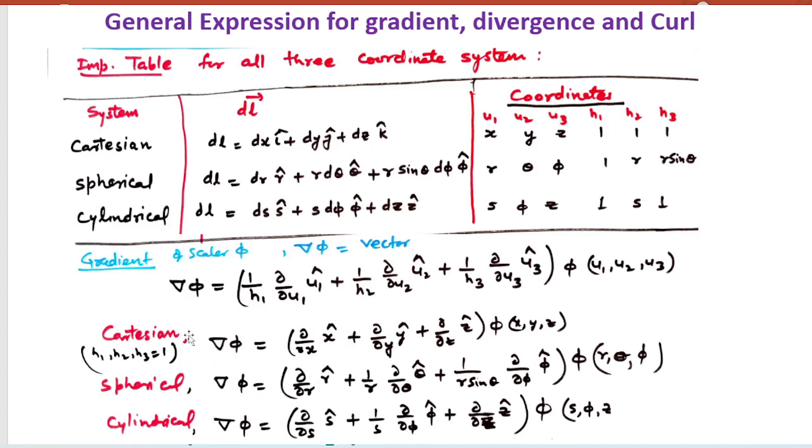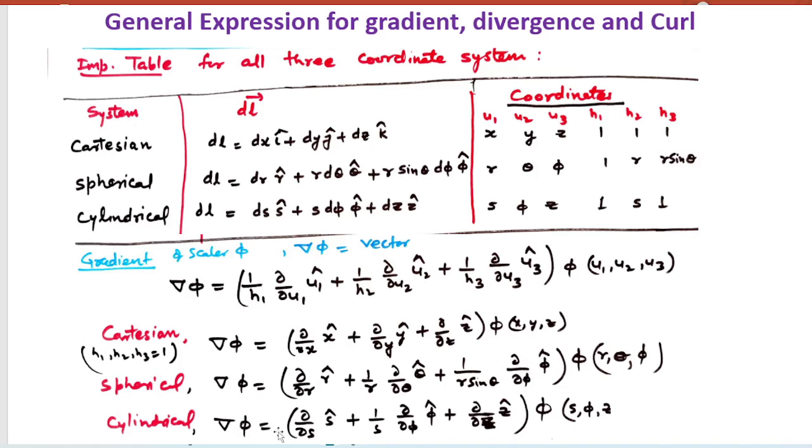For the Cartesian coordinate system, because h1, h2, h3 are 1, it is simply delta phi by delta x in i cap direction plus delta phi by delta y in y cap direction, plus delta phi by delta z in k cap direction. In the spherical case, 1 upon h1 means 1 upon 1, delta by delta r in r cap direction, plus 1 upon h2, which is 1 upon r, delta by delta theta in theta cap direction, and 1 upon r sin theta, delta phi by delta phi in phi cap direction.